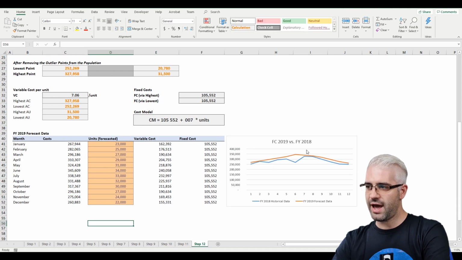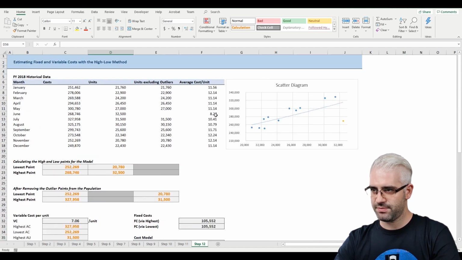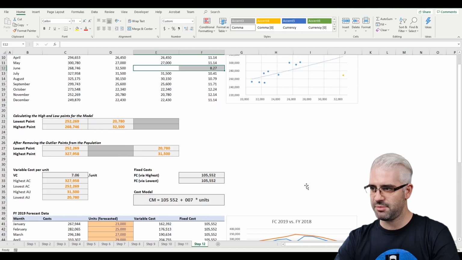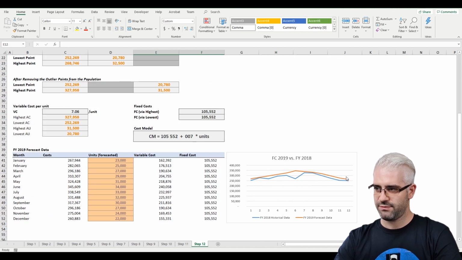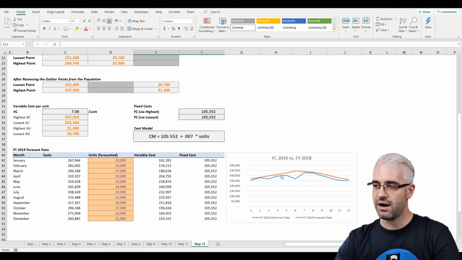Plot those on a graph, and we see that apart from June 2018, which, as you remember, was our outlier, where something happened and the costs dipped, we're pretty much following the trend from last year and expecting a bit higher costs, maybe due to inflation or some other reasons.